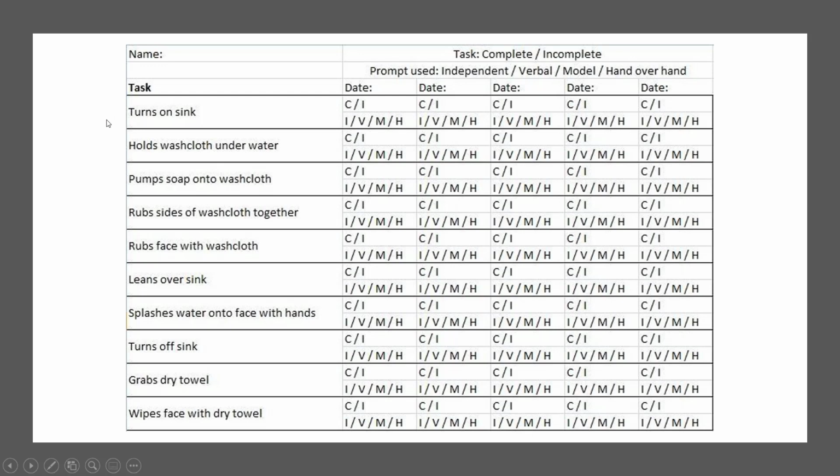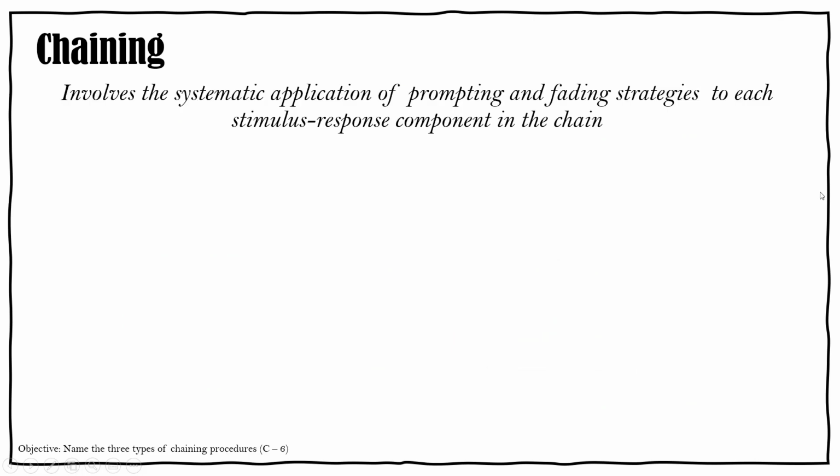So turning on your sink, holding the washcloth under the water, pumping the soap under the washcloth, rubbing the sides of the washcloth together, rubbing your face, leaning over the sink, splashing your water. And you can see how this complex skill is broken down. Okay, whenever you want to teach these different components of the skill that you've broken down into your task analysis, that's what we actually call chaining.